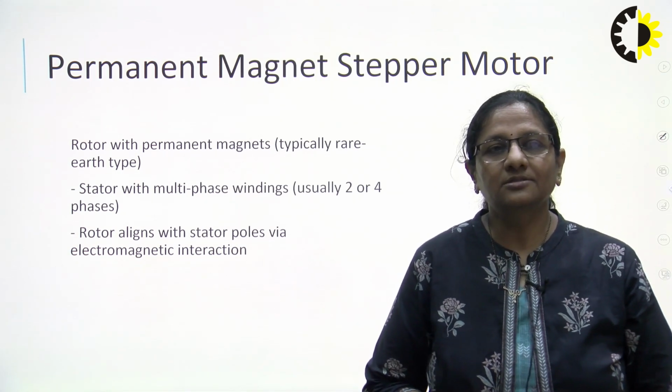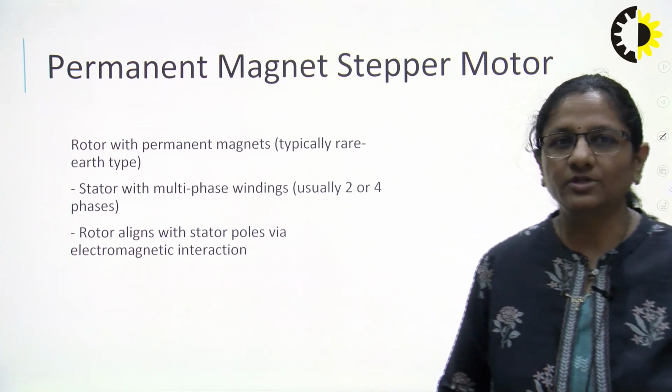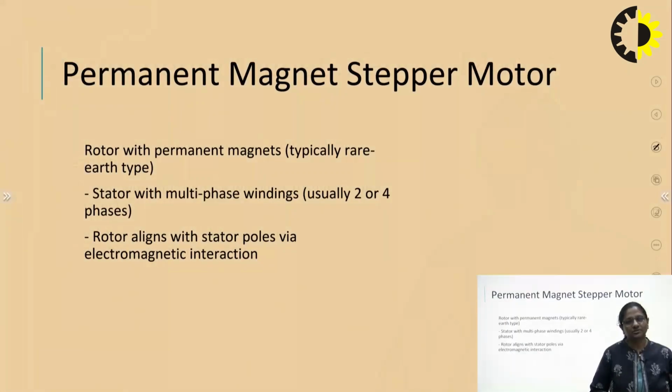The rotor of the permanent magnet stepper motor aligns with the stator poles via electromagnetic interaction. So basically a force of attraction or force of repulsion works between the stator and rotor magnetic poles, and this causes rotation of the rotor and alignment of the rotor with the stator magnetic poles.